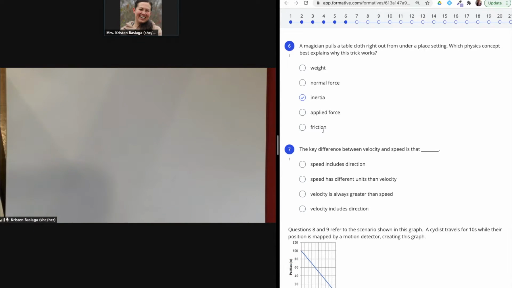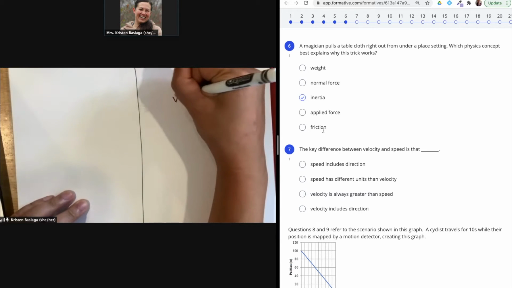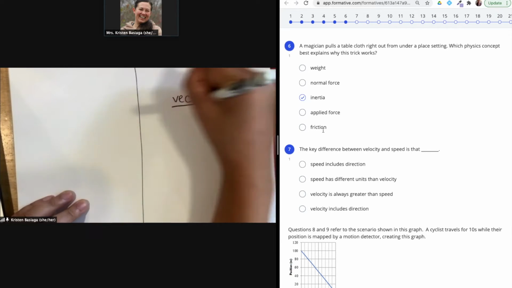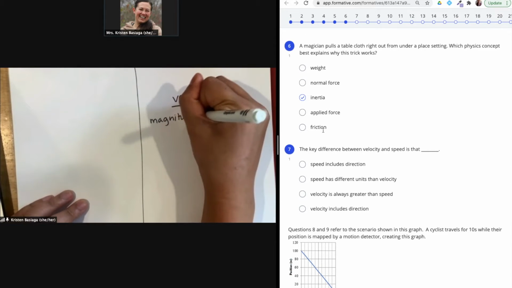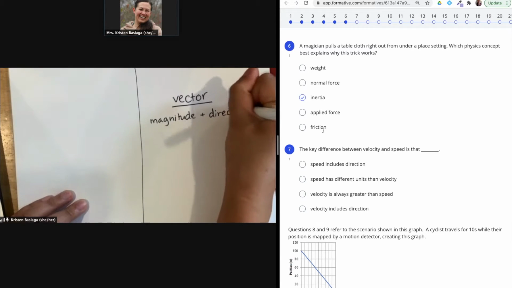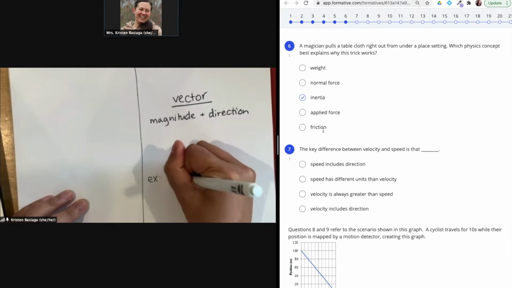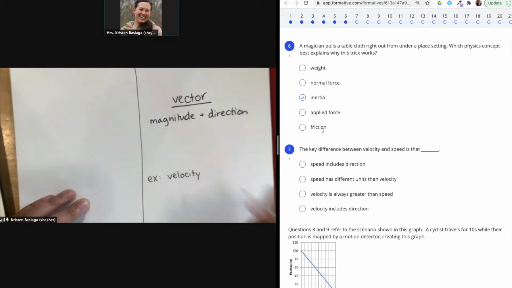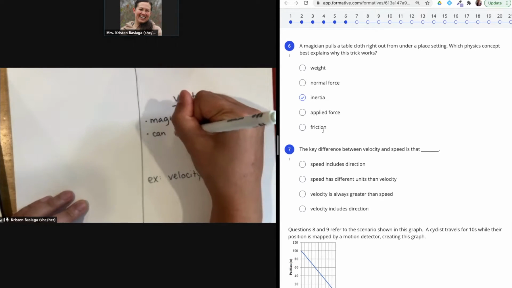For number 7, the key difference between velocity and speed is that velocity is a vector and speed is a scalar. To remember the difference between vectors and scalars, remember Vector the superhero or the supervillain. A vector is a quantity with magnitude and direction. I like to remember that velocity is a vector because V for velocity, V for vector. This direction means that velocity can be negative if you're traveling backwards.